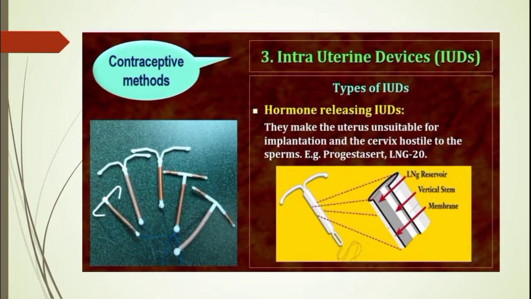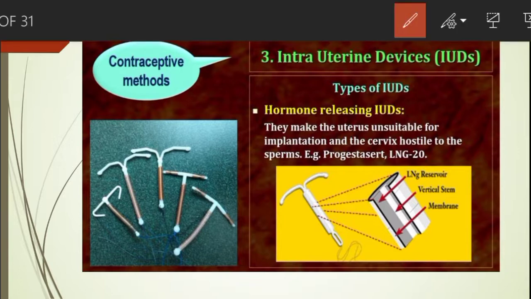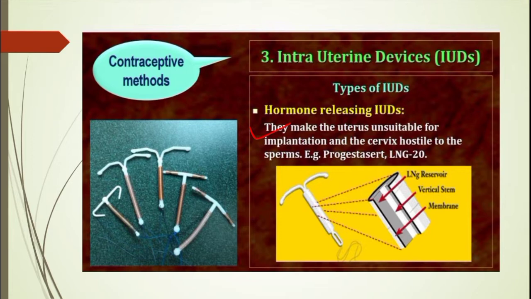The third type is hormone-releasing IUDs. Example, Progestasert, LNG-20, Mirena are some of the well-known hormone-releasing IUDs. They make the uterus unsuitable for implantation, that is, attachment of the embryo to the uterine wall. And the cervix also becomes unsuitable to the sperms, because of which the sperms will be killed and there will be no pregnancies.